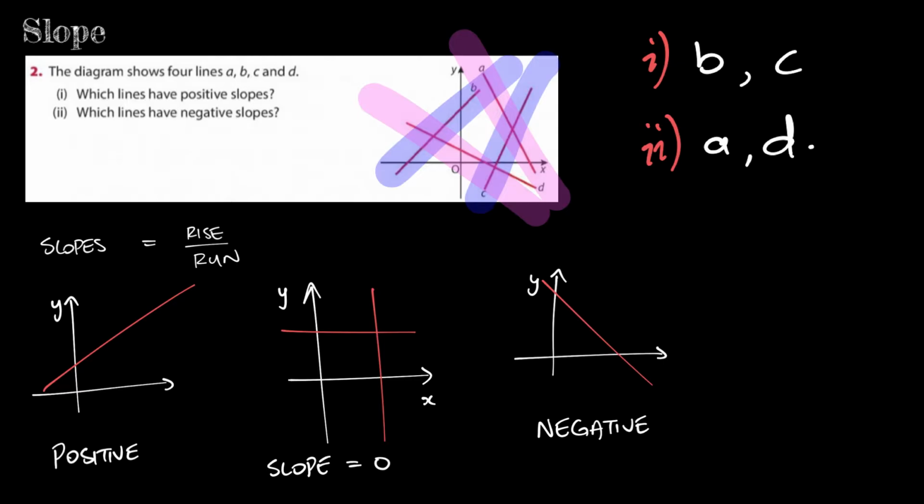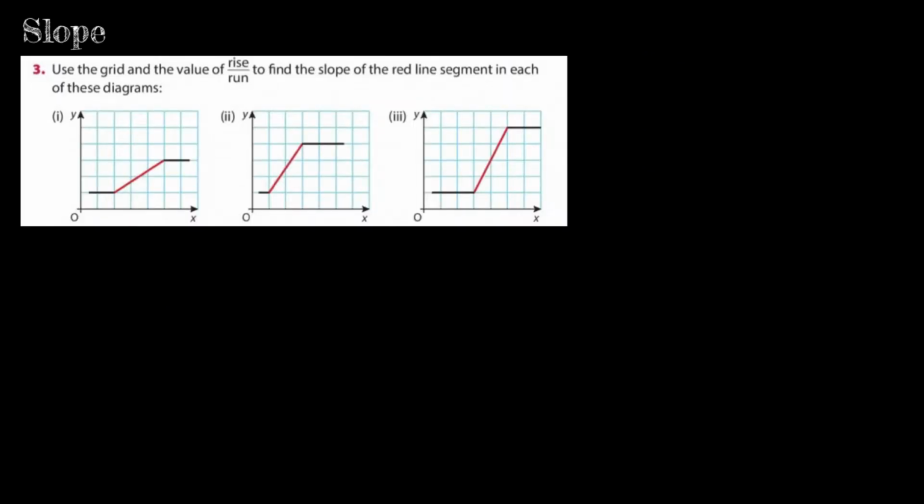We'll skip on to question 3. Question 3 asks us to find the slope of each of these lines. I'll do the first one with you, and it tells us to use rise over run. So slope is equal to rise over run. Now you guys need to be able to calculate what the rise and the run is. How we do that is we look at the line and we find two corners of the box. So this here is in a corner and this here is in a corner.